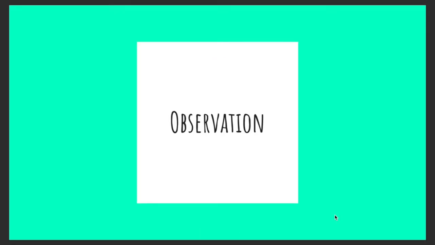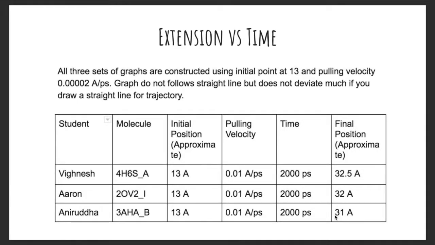Next, coming to observations. The first observation is in the case of extension versus time. All three sets of graphs are constructed using an initial point at 13 and a pulling velocity of 0.00002 angstrom per picosecond. So the graphs do not follow straight lines, but do not deviate much if you draw a straight line for the trajectory. So this is me, my first teammate and my second teammate. I have listed each of the molecules that each of us was assigned.